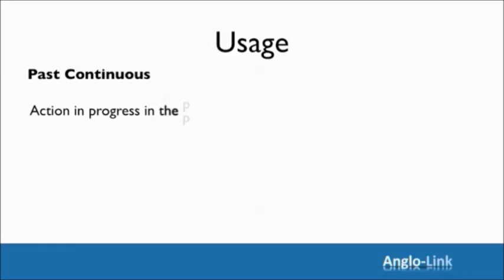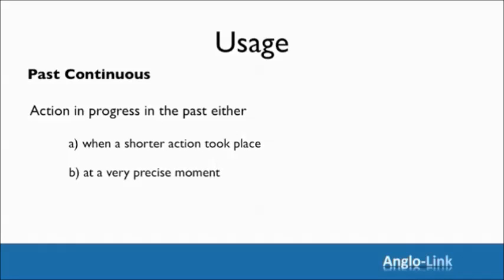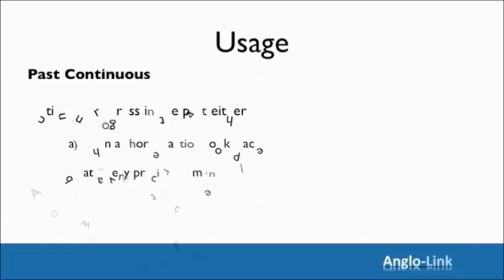Look at usage now, starting with past continuous. The past continuous tense refers to an action in progress in the past, either when a shorter action took place or at a very precise moment in the past. Let's look at some examples.